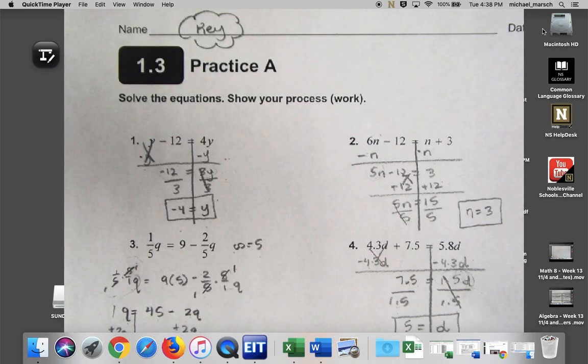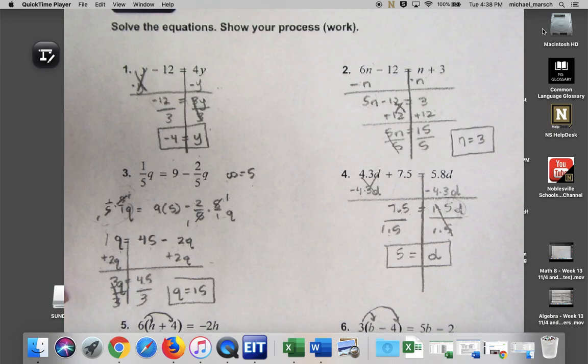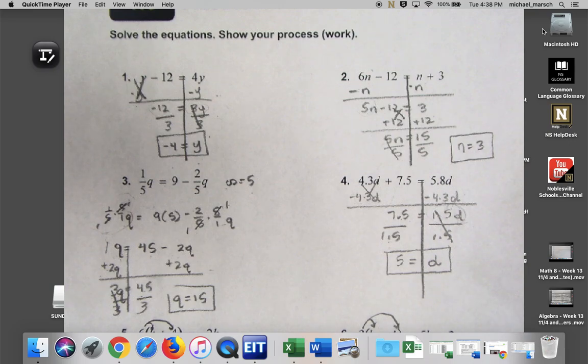Okay, so here is the answer key of what you should have finished yesterday at home. I'm sorry I'm not there today to go over it with you. If you look here, you can check your answers for questions 1 through 4.